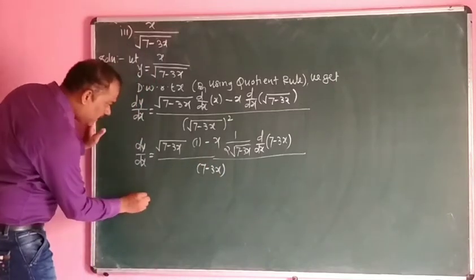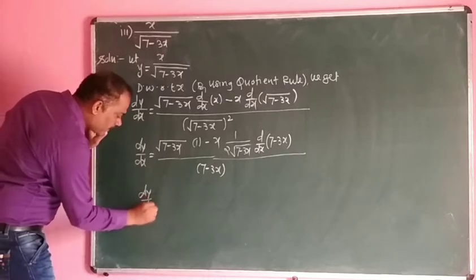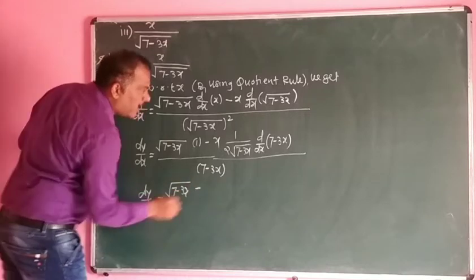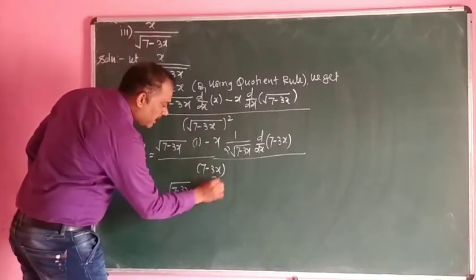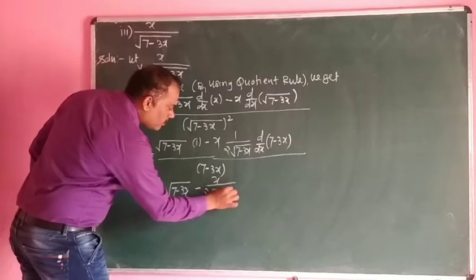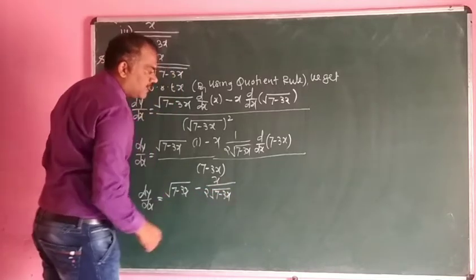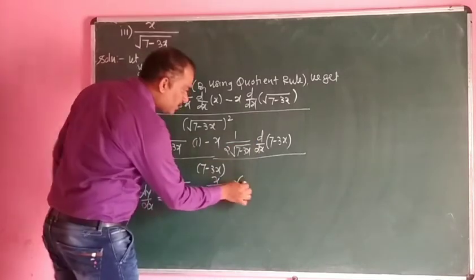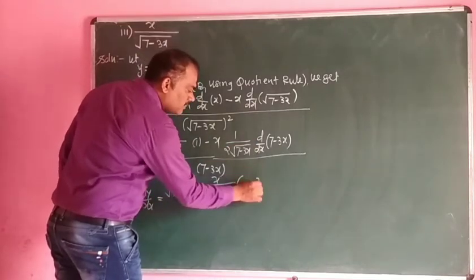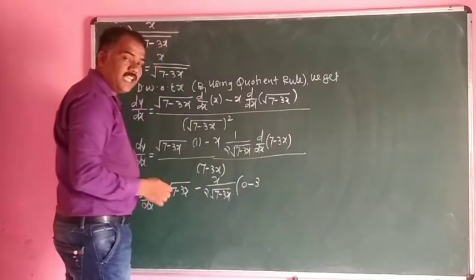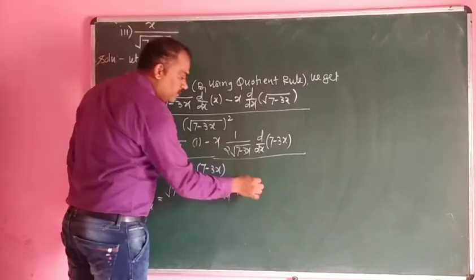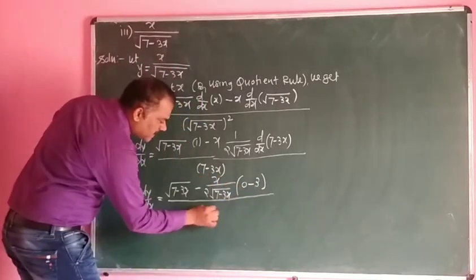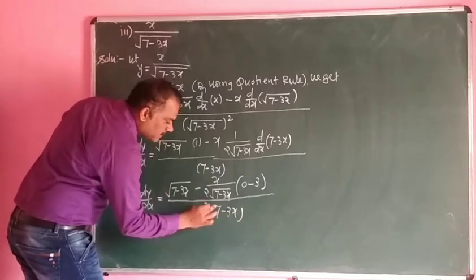Now what we have to get? dy/dx is equal to root of (7 minus 3x) as it is, minus x divided by 2 times square root of (7 minus 3x), into the derivative of 7, which is a constant so 0, minus 3, a constant, taken outside, the derivative of x with respect to x is 1, into 3, that is 3. That is dy/dx. Here the whole thing is divided by 7 minus 3x as it is.